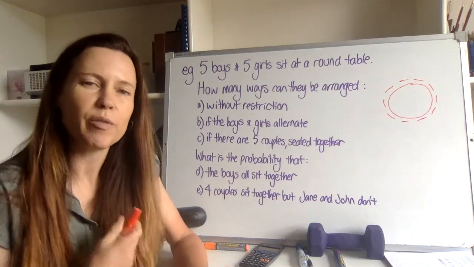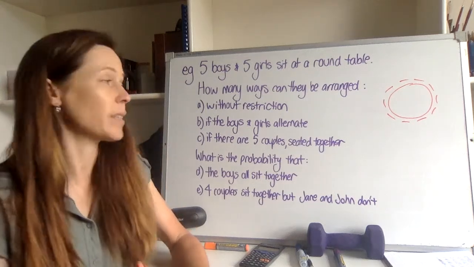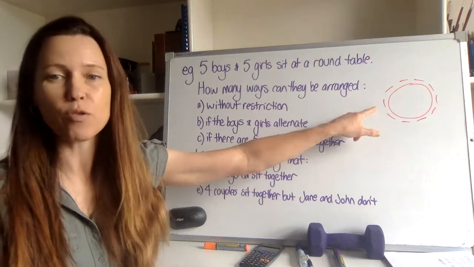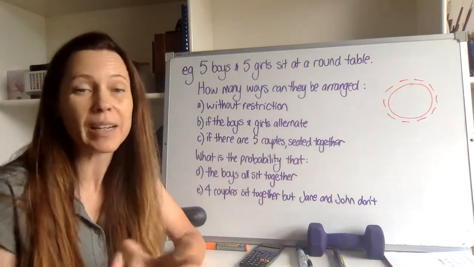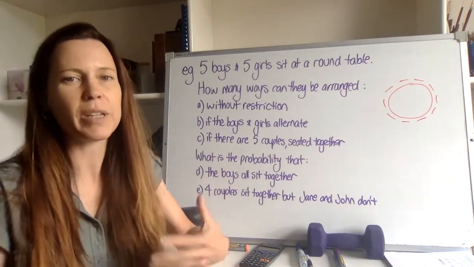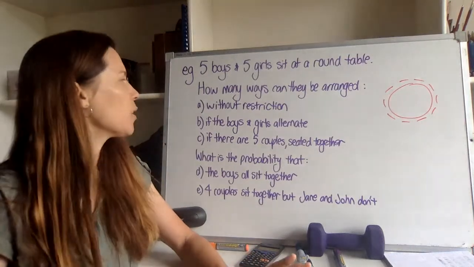So now an example, 5 boys and 5 girls sit at a round table. Now, if you want to, you can draw the table with the 10 seats. It might help you on some of the trickier problems, or just when you're getting going with this topic, it can really help you a lot.